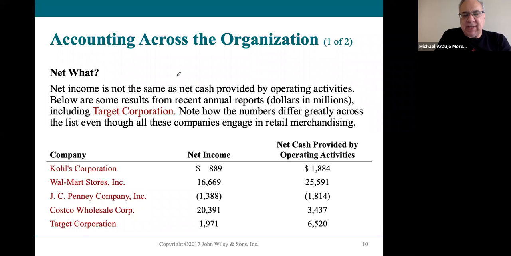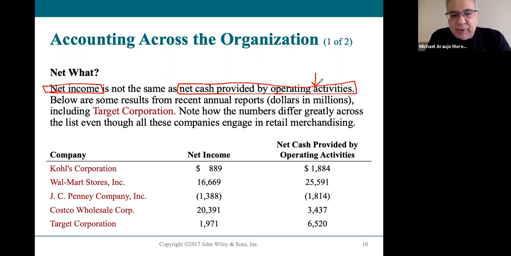All right, so this is a story that's in your book, looking at the difference between net income, which is profit, and the cash provided by operating activities. Operating activities really stem from the income statement. So you would think, if they had $1 million in profit, they must have $1 million in cash flow. No. There are some big differences that you're going to learn about in the next part of the chapter.